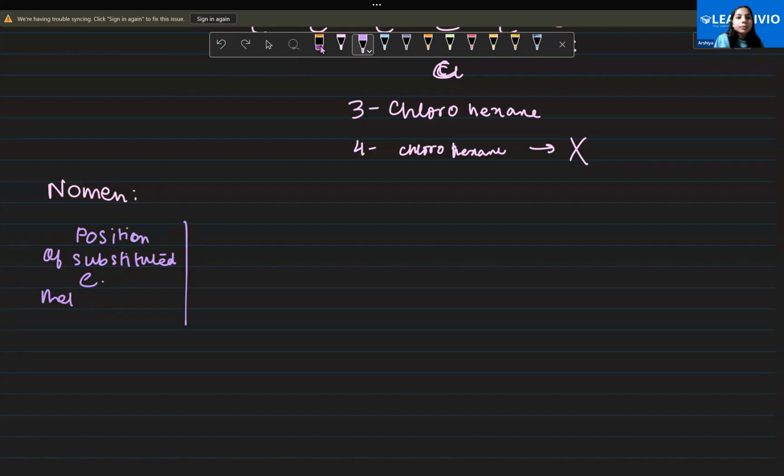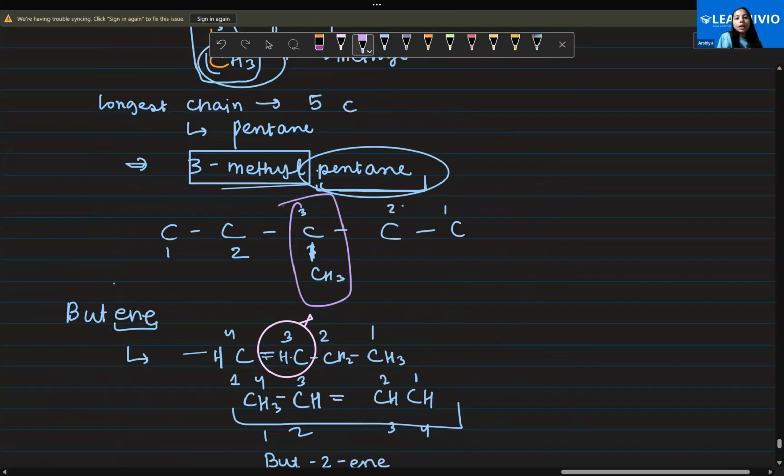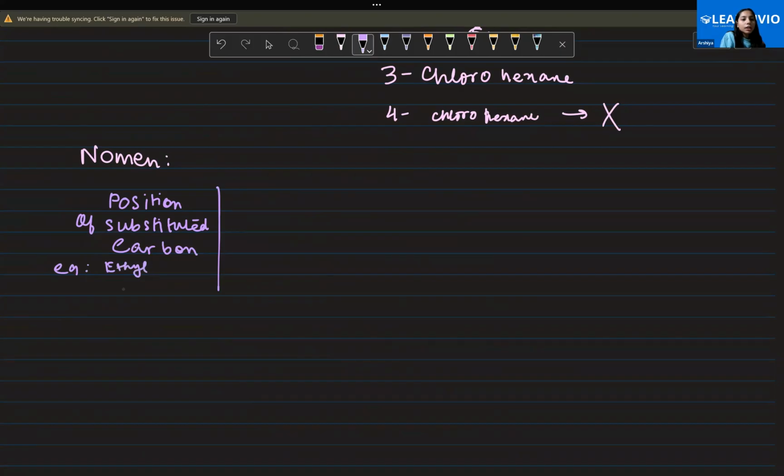Am I audible? Yes, ma'am. Okay. So substituted carbons are these extra carbons from this chain. They can be methyl, ethyl, propyl, any carbon. So first you'll find and write the position for them. This is the position of the substituted carbon. What are the substituted carbons basically? Ethyl, methyl. I've given you a few examples.